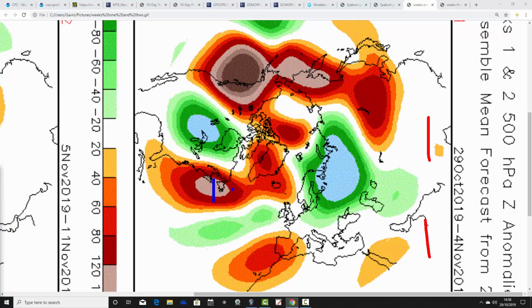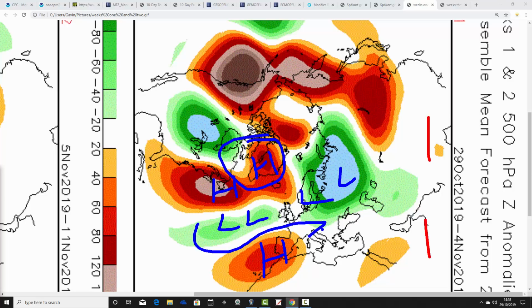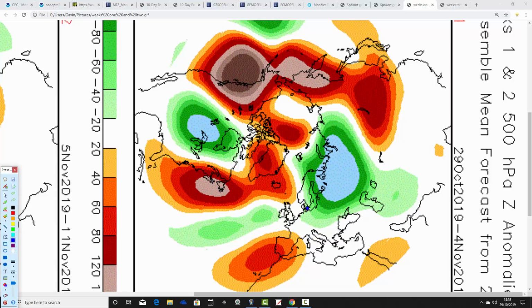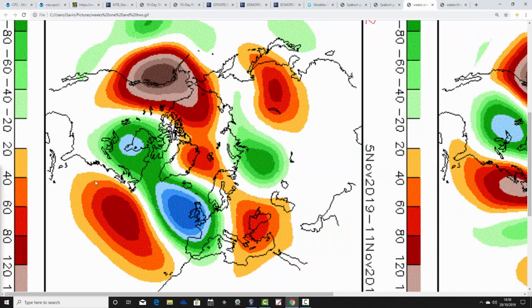It has high pressure out to our north-northwest, high pressure centred around Greenland, Iceland, and down towards Spain and Portugal. Low pressure coming in from off the Atlantic. It's turning more unsettled, basically, in the next week. It starts off relatively dry at the moment, but things will be getting more and more unsettled. So that by the time we get through to week 2, we look like that.